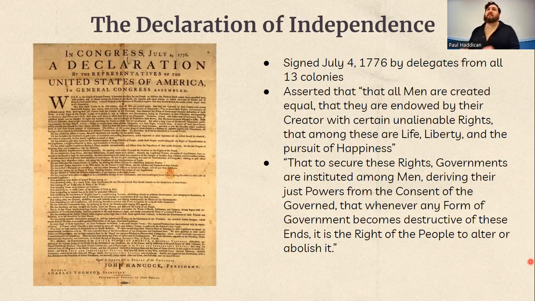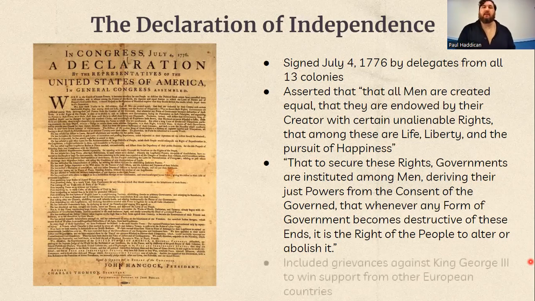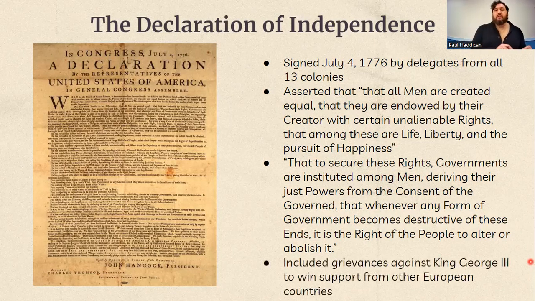That the main aim of government is to ensure these rights for all of its citizens, and that England is not ensuring these rights for the colonists. So the colonists are within their own rights to get rid of England and to start their own country. It includes grievances specifically against King George III, and that's to win support from other European countries. They're saying, hey, this guy that you don't like, we also don't like because he's doing all these things against us.